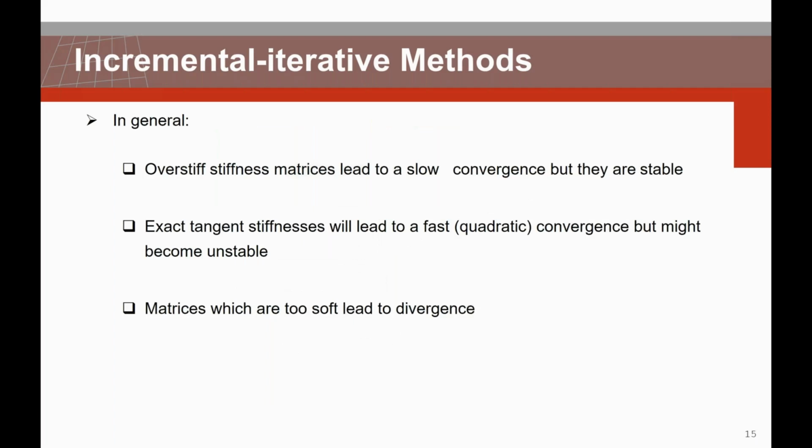So, having said that, in general, overly stiff matrices lead to a slow convergence, but they are stable. Exact tangent stiffnesses will lead to a fast convergence, but might become unstable. And matrices which are too soft lead to divergence. So these are attention points.